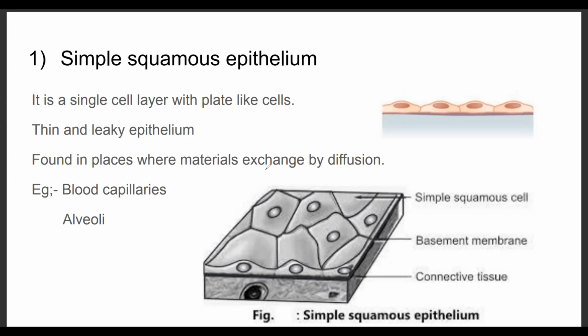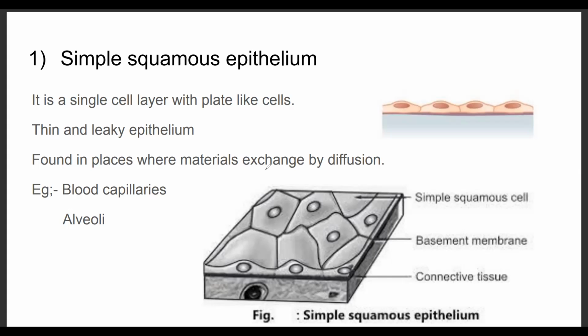They look like plates, and it is very thin and leaky, right? So since it is very thin and leaky, it's found in places where material exchange occurs by diffusion. You know, when the distance that the materials have to transport is very low, then the efficiency of diffusion is greater. So here in this epithelium, the cells are plate-like and thin and leaky. So this simple squamous epithelium is found in places where materials exchange by diffusion.